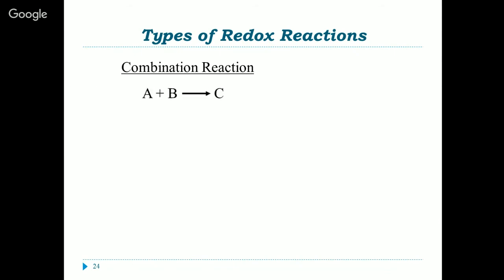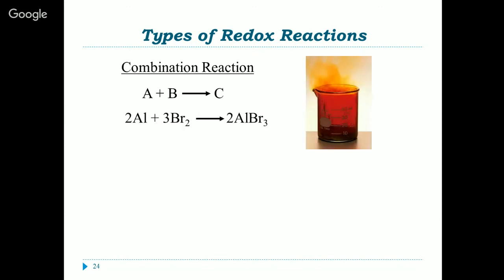Another type of redox reaction is combination. A plus B equals C. 2 single things form a new compound. They come together. Here we have aluminum bromide. Aluminum is a standalone metal, so it's 0. Bromine is in its elemental state, so it is 0. Aluminum here is a +3, and bromine is a -1. Aluminum was oxidized, bromine was reduced.